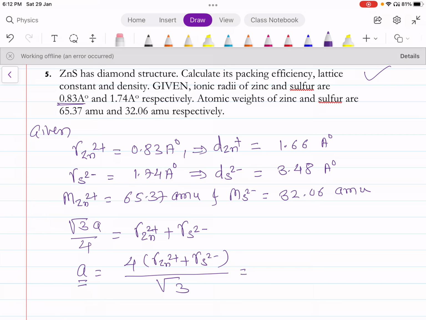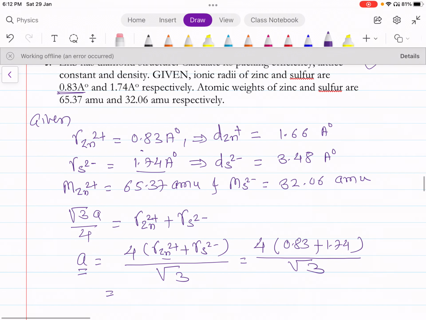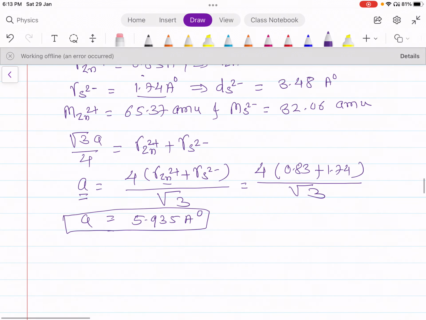Let us substitute the values of this radius. So 4. Now radius of zinc is 0.83 angstrom, plus radius of sulfur is 1.74 angstrom divided by root 3. And if you simplify this, what you get is 5.935 angstrom. Lattice constant A equals 5.93 angstrom. So we got the lattice constant.